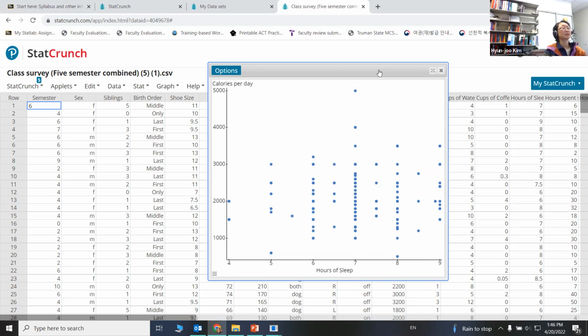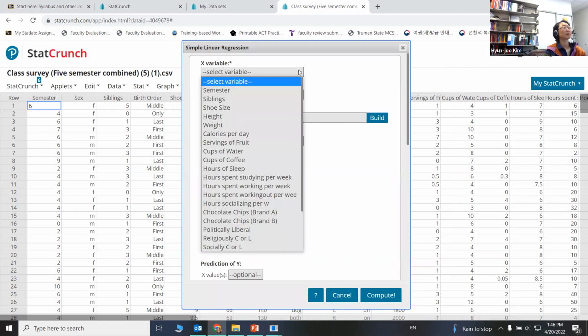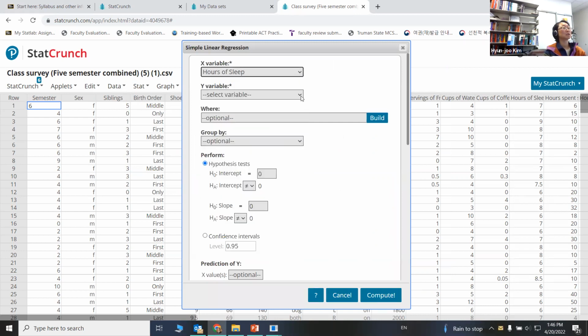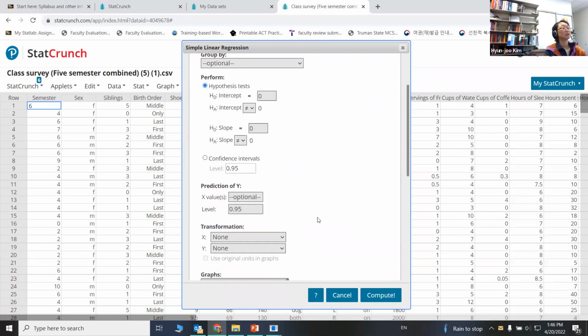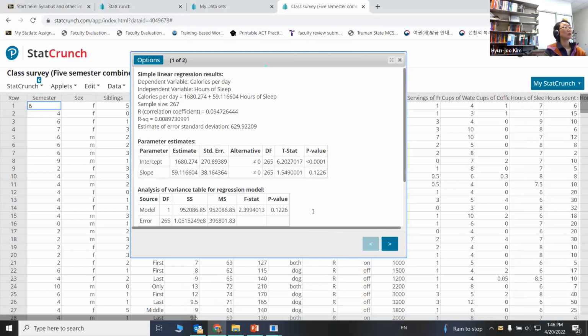Okay. And I'm going to close that. And then go back to Stat, and we're going to run simple linear regression. X is sleeping hour and Y is calorie intake. One more time. Okay, and since we've done this once before, I'm just going to put the prediction as well. So 6 hours of sleeping. You compute. And here is all the information. And once more, this is your linear regression line, fitted line.